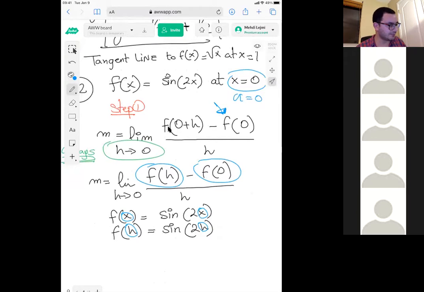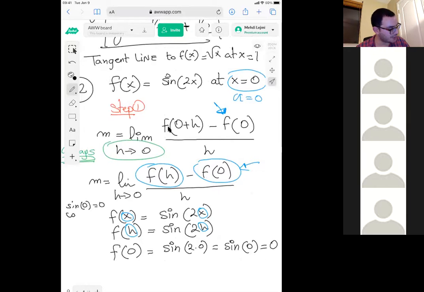So what will be f of 0? Let's compute f of 0. f of x is sine of 2x, so f of 0 is sine of 2 times 0, right? So the angle is 2 times 0, which is of course 0. So that would be sine of the angle 0, and we said sine of 0 is 0. Cosine of 0 is 1, but sine of 0 is 0.